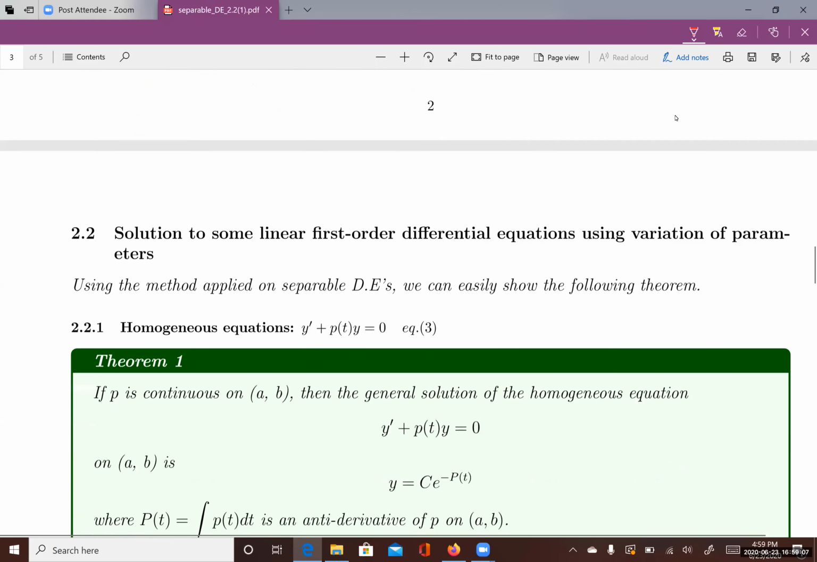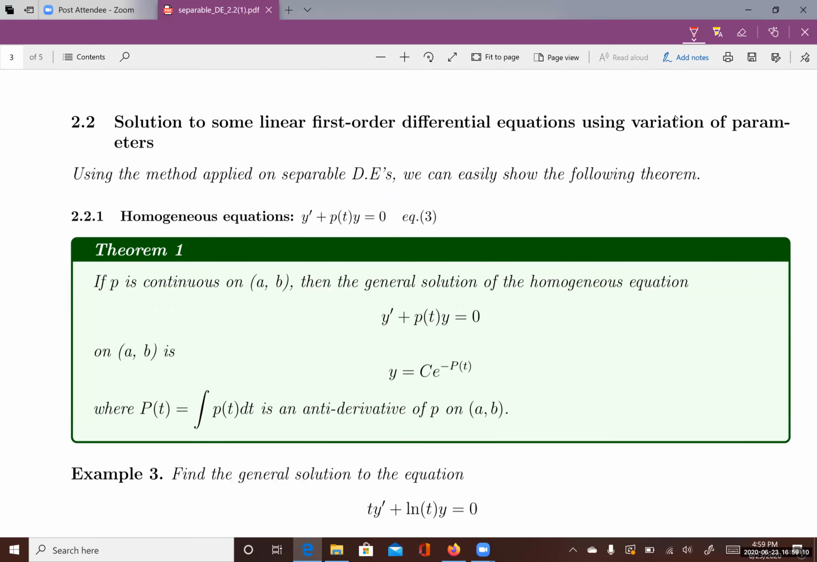So if you have a homogeneous function in this form, this is also a separable equation, because we can move this term to the other side, giving negative p of t times y. Then we can divide both sides by y when y is not 0. y equals 0 is an equilibrium solution. This is when y is not 0. Then you can divide both sides by y to get negative p of t.